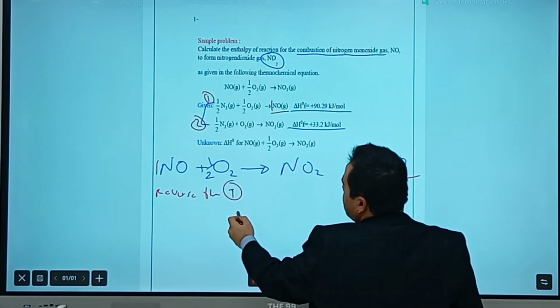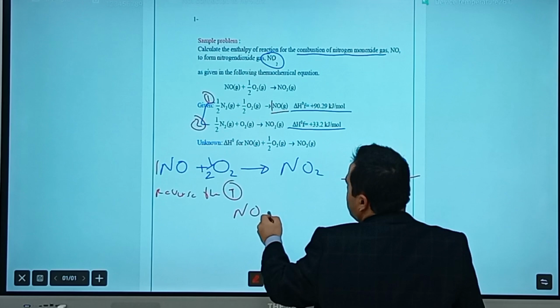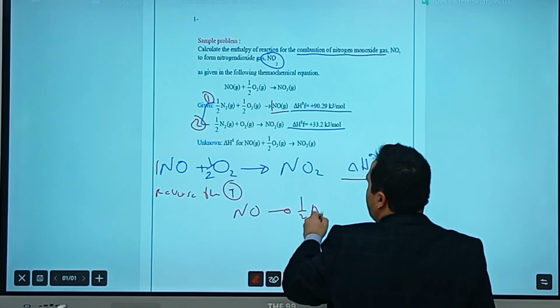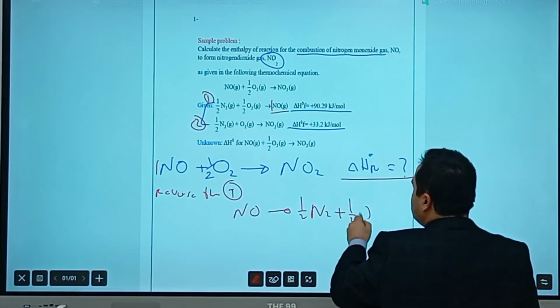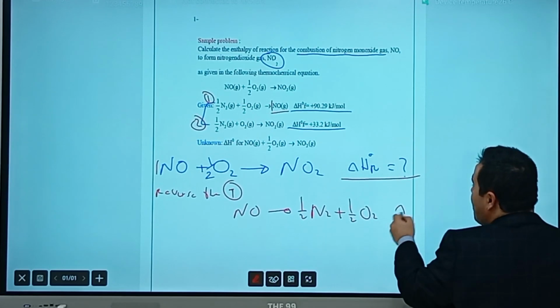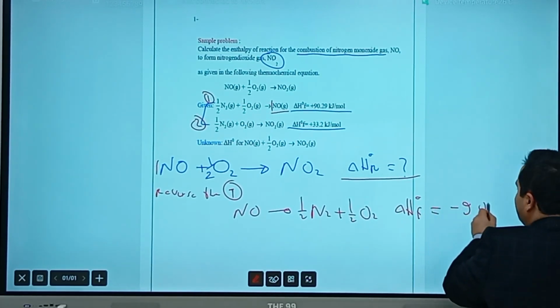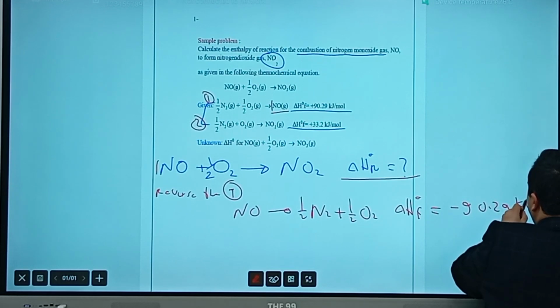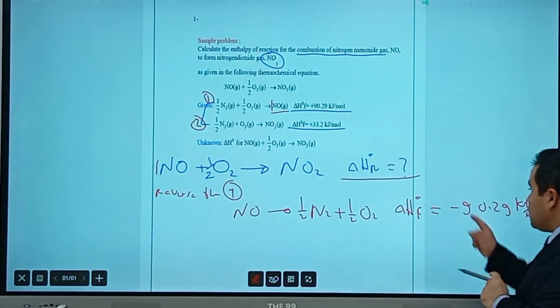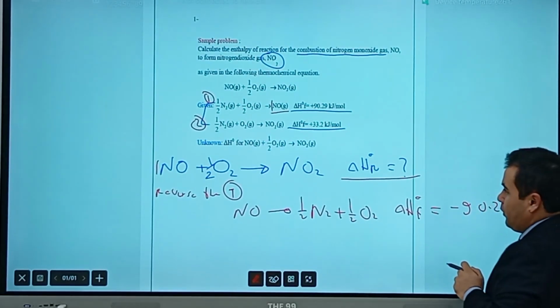And we write it. It will be NO to 1 over 2 N2 plus 1 over 2 O2. And the enthalpy of formation must be reversed: minus 90.29 kilojoule per mole. So you have to reverse the enthalpy, don't forget.